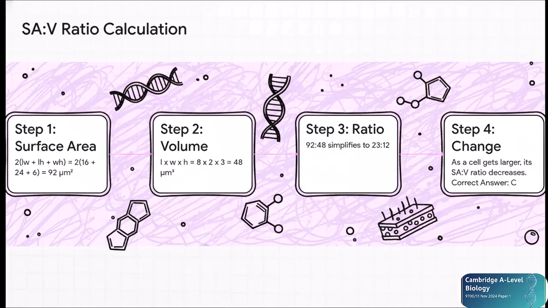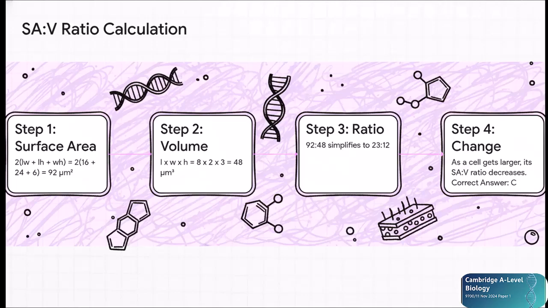So our ratio is 92 to 48. Now we just need to simplify that. If we divide both sides by 4, we get 23 to 12. Okay, part 1 done. Now for the second part. What happens if the cell gets wider? Well, here's a massive shortcut for you.